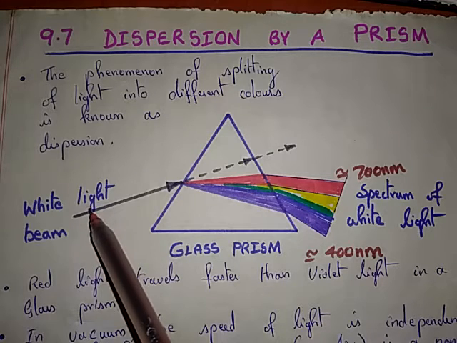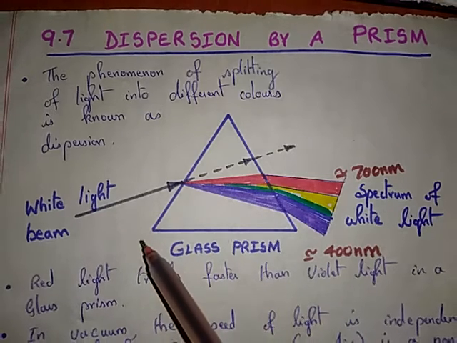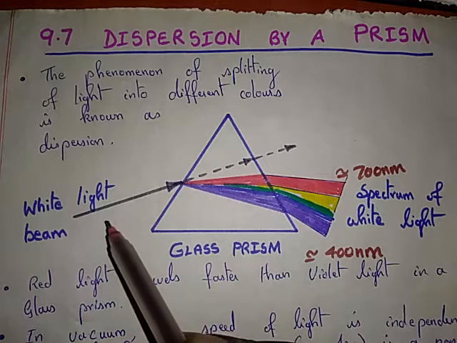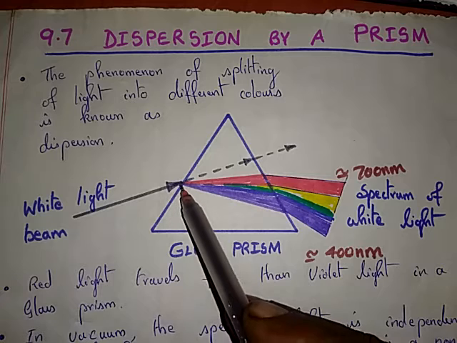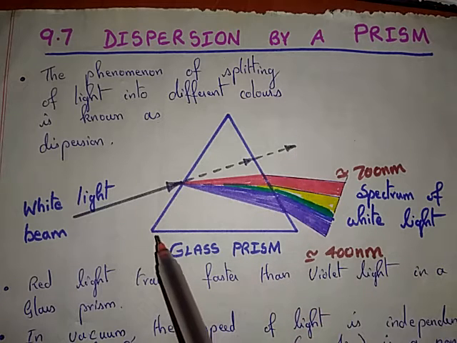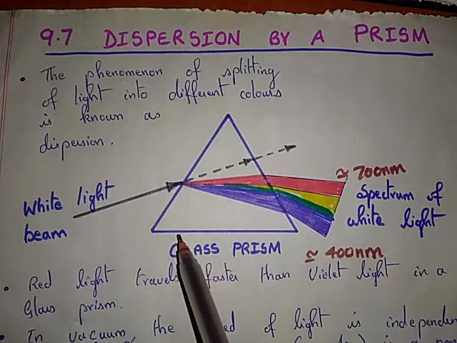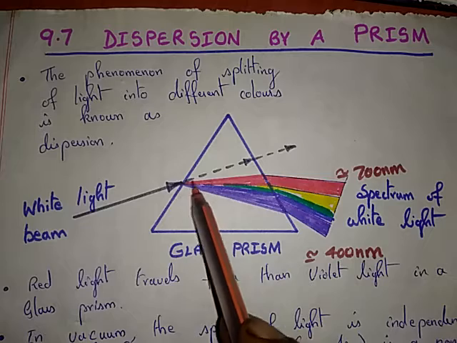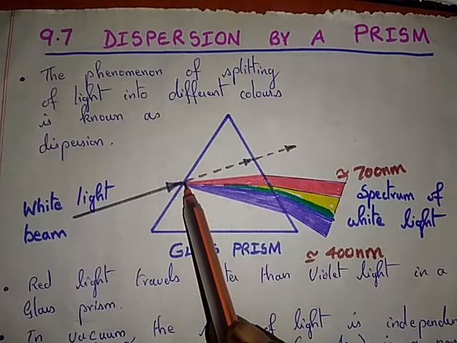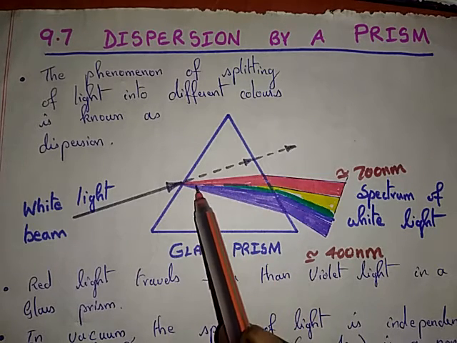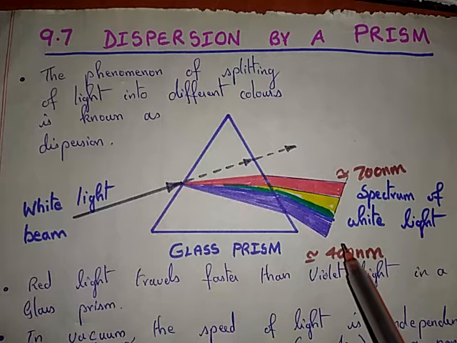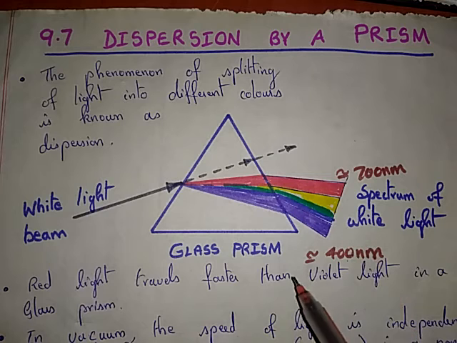So sunlight contains all the wavelengths, all the visual spectrum. So actually the white light is supposed to travel in this direction, but because of the refractive index of glass prism, the white light bends like this, and we have different colors ranging from 400 nanometer to 700 nanometer.